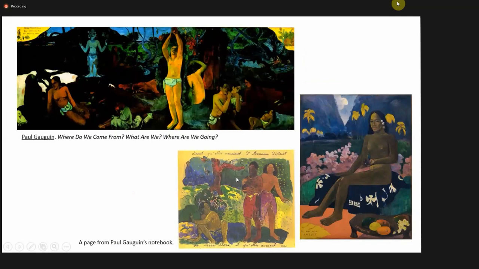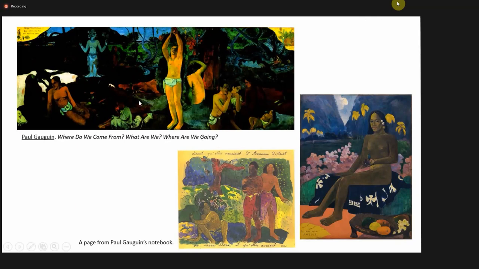And this is another artist that we can group into this post-impressionist era, Paul Gauguin. The artist Paul Gauguin seems to be a more philosophical artist. Look at this painting. Where do we come from? What are we? Where are we going? That's the title of this painting.